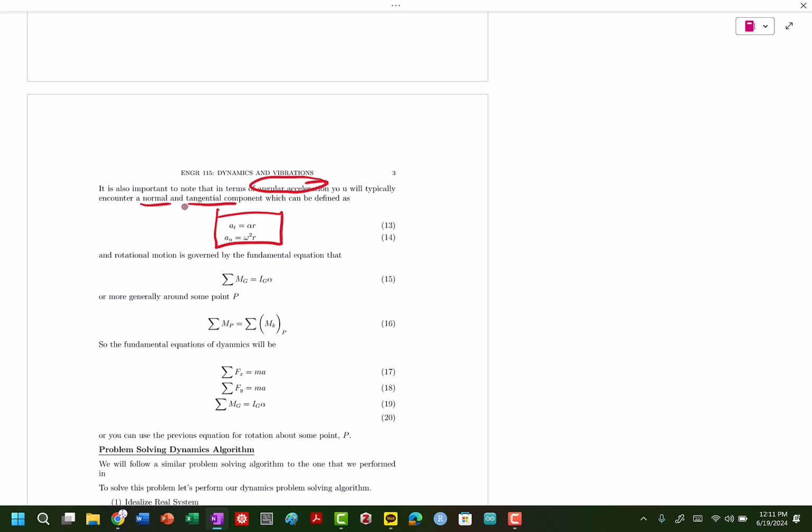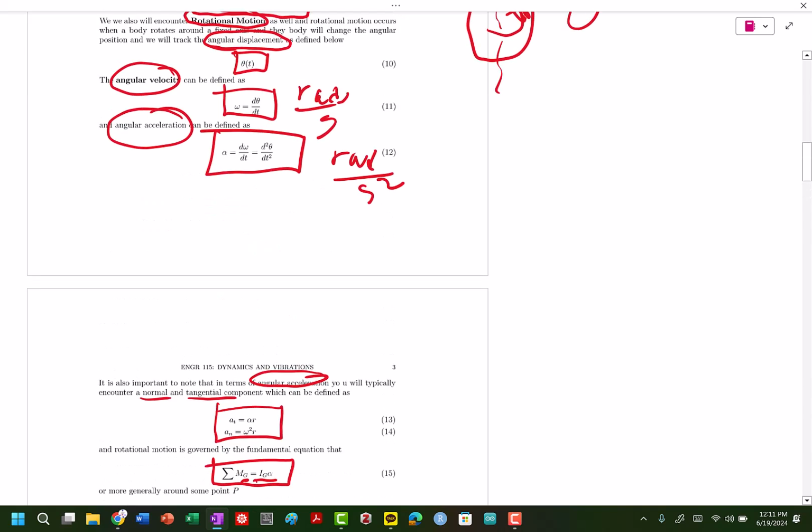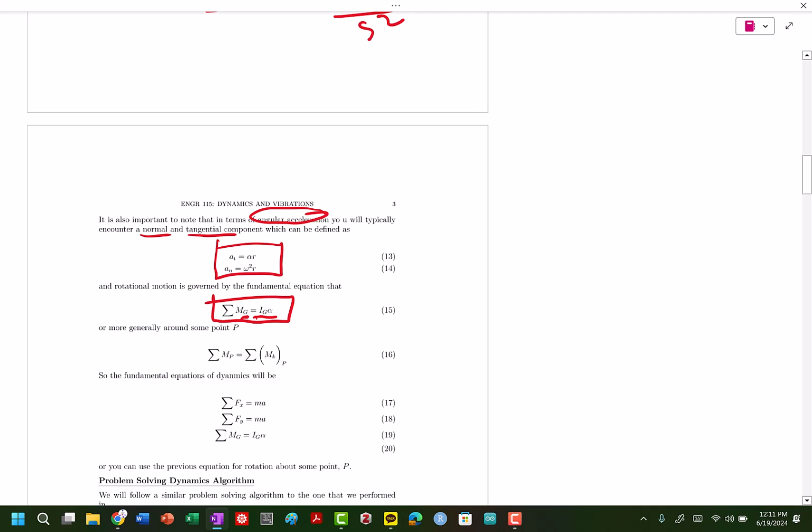The other key equation that's going to govern our rotational motion is that the sum of our moments around the center of mass, G, of our body will be equal to the moment of inertia, I, times our angular acceleration, which we just defined previously. So when we're looking at rotation, it's not going to be F equals ma like we saw here. Instead, the sum of our moments will be equal to this. So our moments about the center of mass will be equal to this, or generally around some point P, it'll be equal to the sum of all those moments.